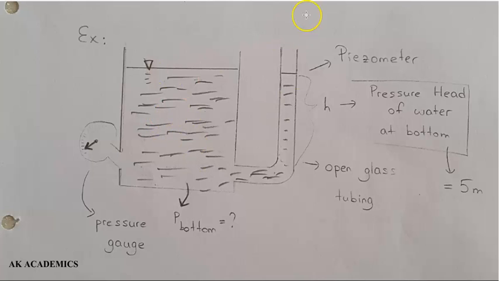Okay, so this is a piezometer here, and you can see we have a pressure gauge connected to the tank. We might want to find the pressure at the bottom of the tank, if that's the question we're looking for. Then you can see we have the open glass tubing, which is called the piezometer, and I just told you what it is used for. And then you can see we have the height of the liquid in the piezometer. So the pressure head of the water at the bottom will be equal to 5 meters. That's what we have here.